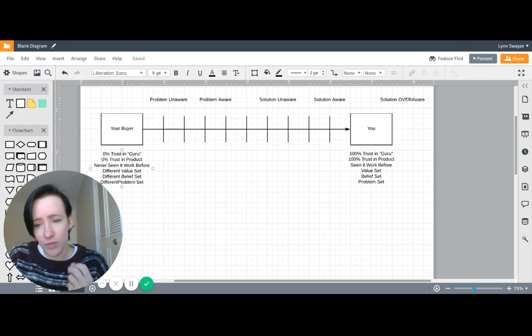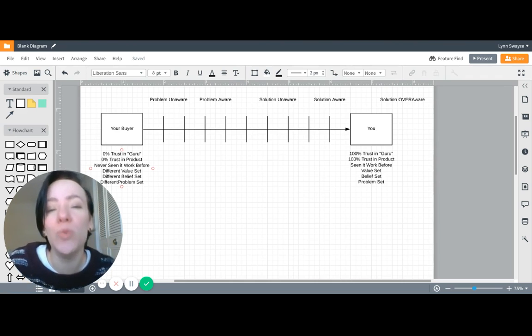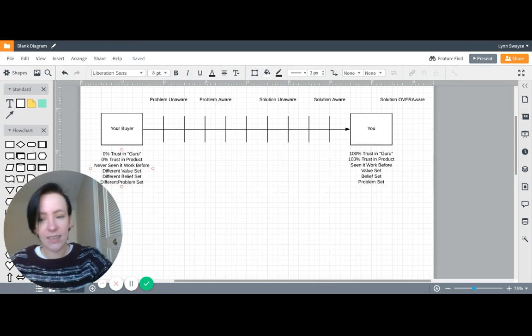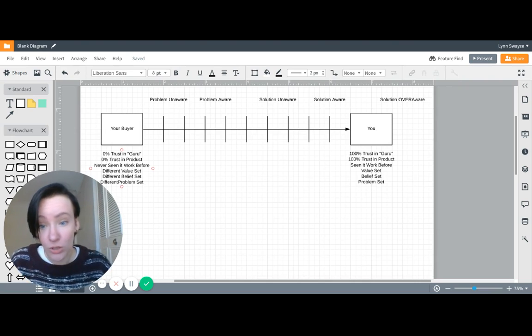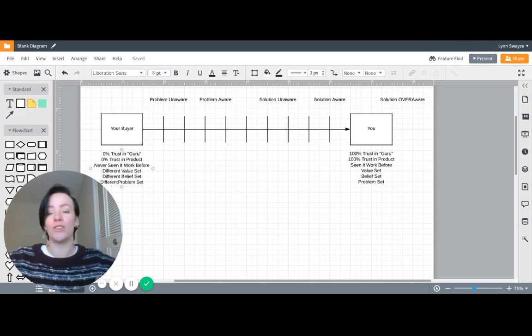Let's see, different values set, different belief set. They also need to believe in you. So when I post my results on Facebook, there's a reason: I want you to see that I know what I'm doing, that the advice I give, the strategies I teach, and the copy I write actually produce results. And it does. So they have to believe in you too, which requires you to be consistent, which requires you to get in front of them.